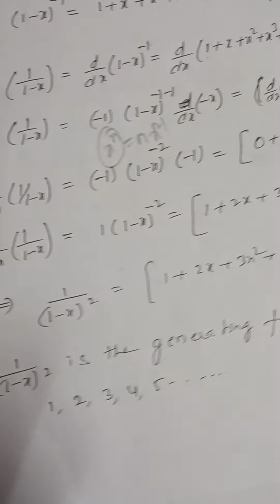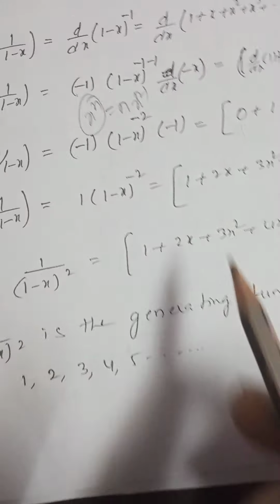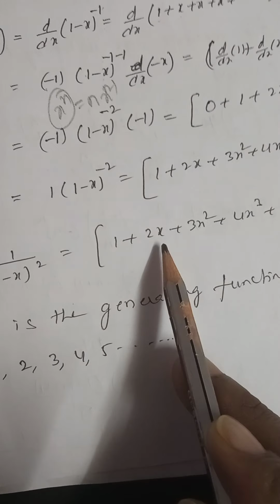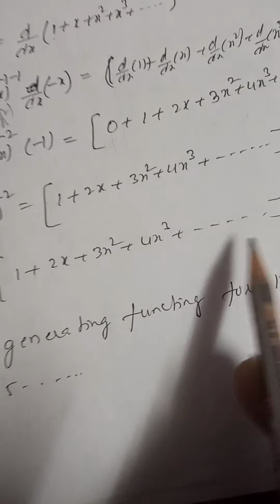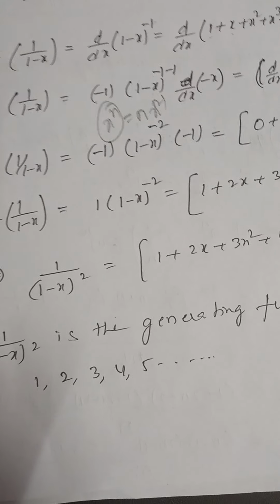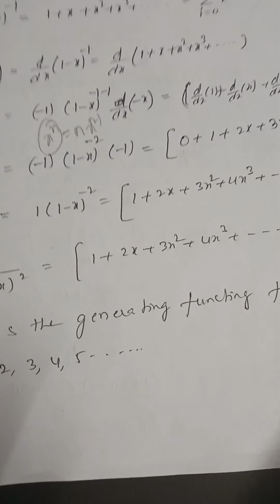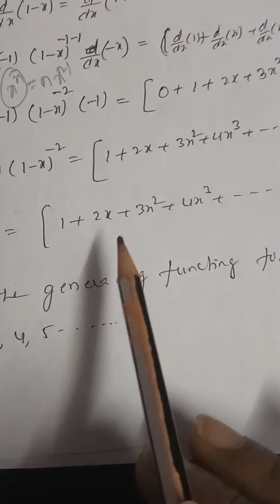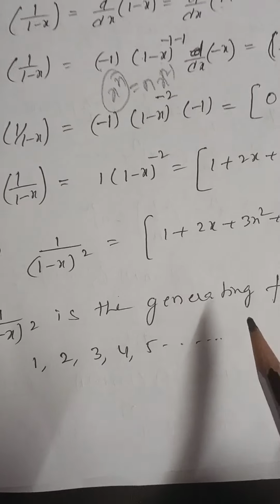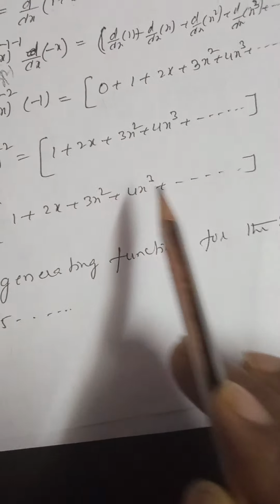Here 1 into (1 minus x) whole to the power of minus 2 is equal to 1 plus 2x plus 3x square plus 4x cube, and so on. You have to remember this formula. 1 by (1 minus x) whole square, or (1 minus x) whole to the power of minus 2, formula is this one: 1 plus 2x plus 3x square plus 4x cube plus so on. Here 1 by (1 minus x) square is the generating function for the sequence 1, 2, 3, 4 and so on.